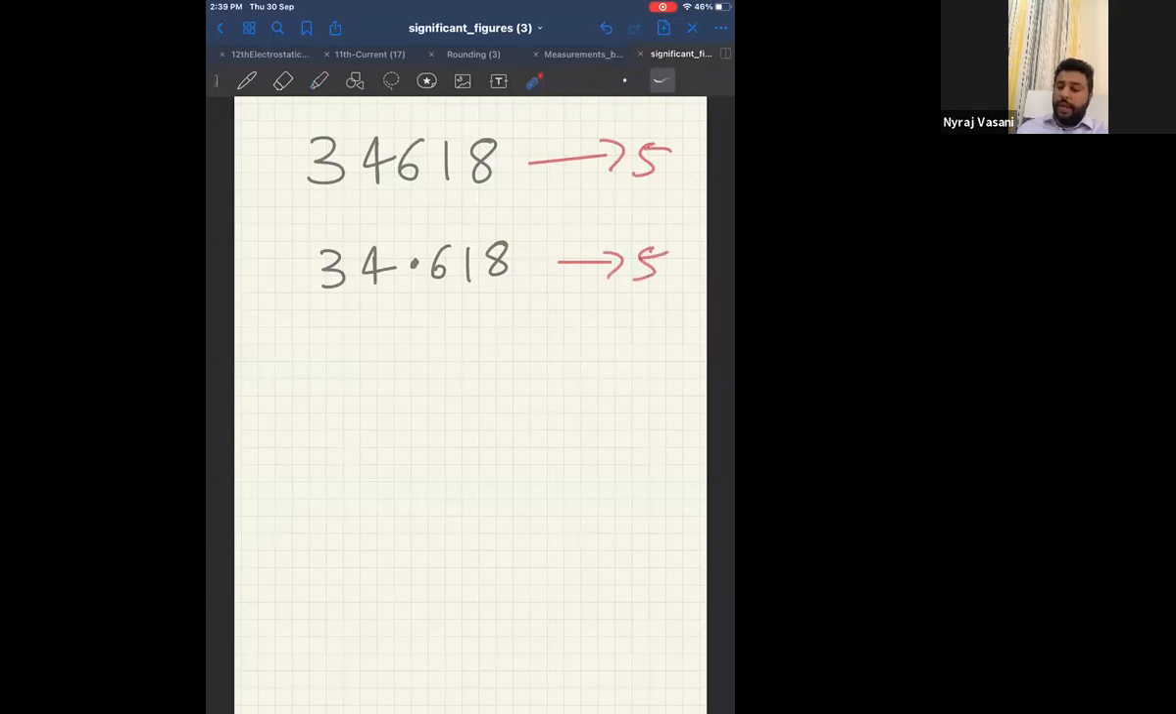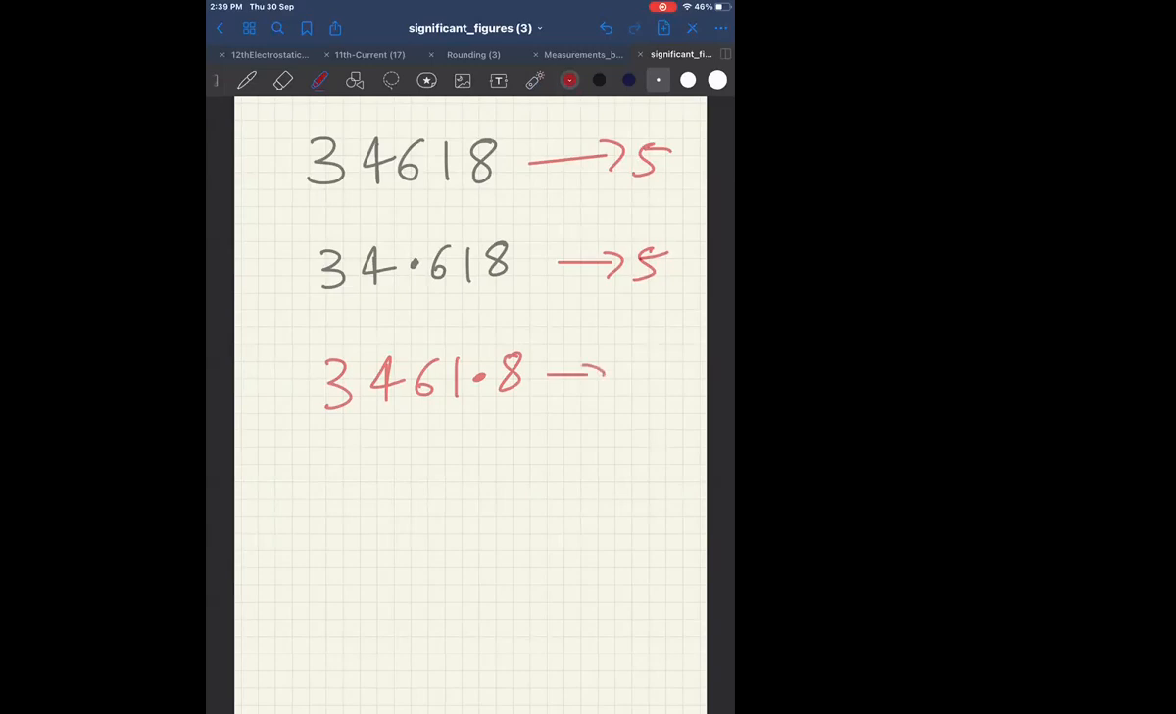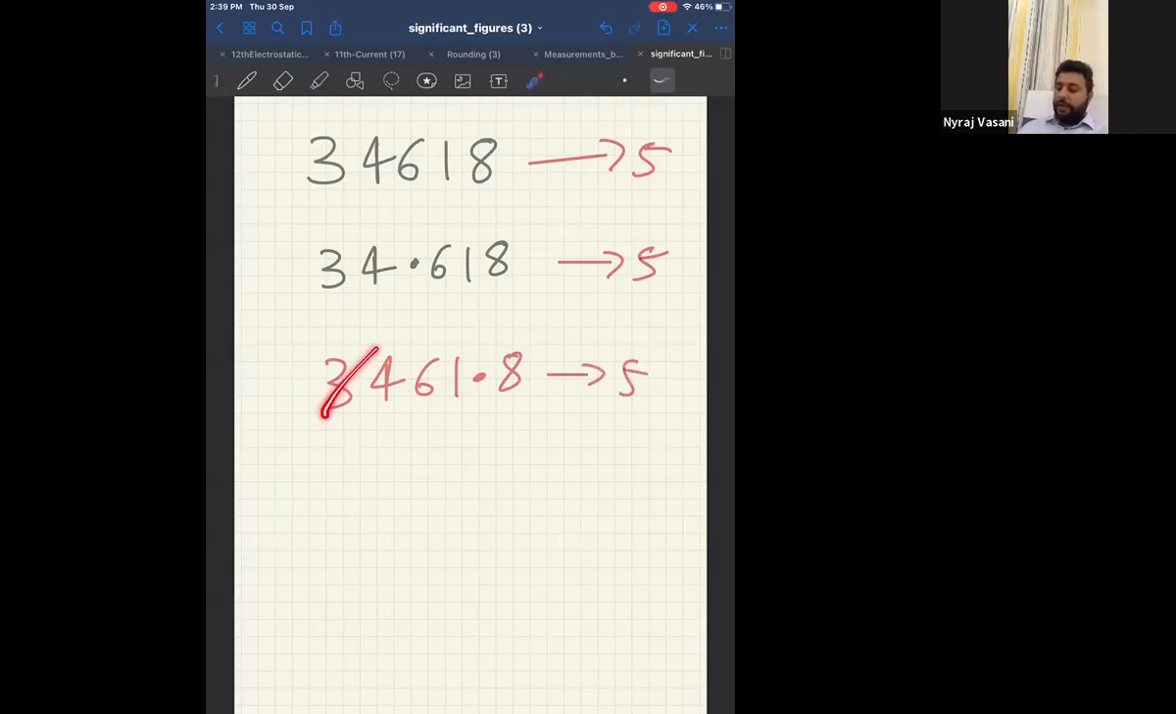Because what is rule number 1? All non-zero numbers are significant. Now tell me, how many significant figures are there in this particular number? 3461.8. Answer will be 5 itself. What logic did I use? 1, 2, 3, 4, 5. All are non-zero. Therefore, I have 5 significant figures.